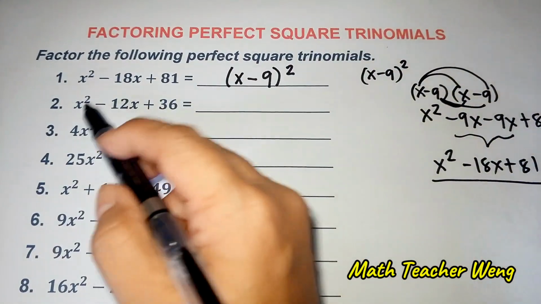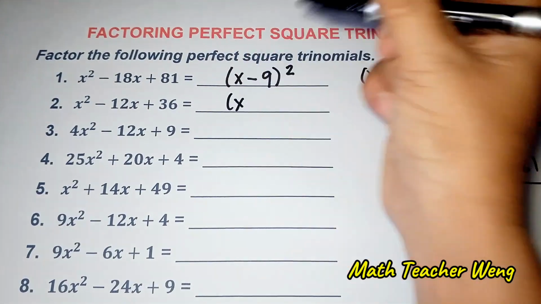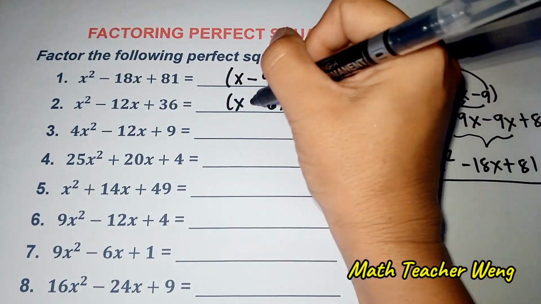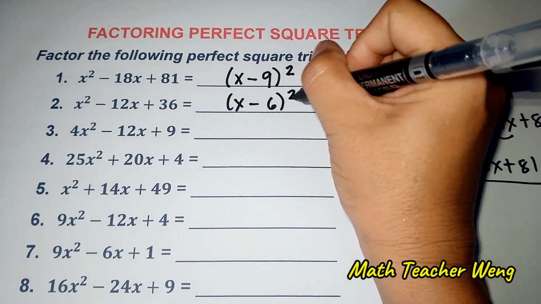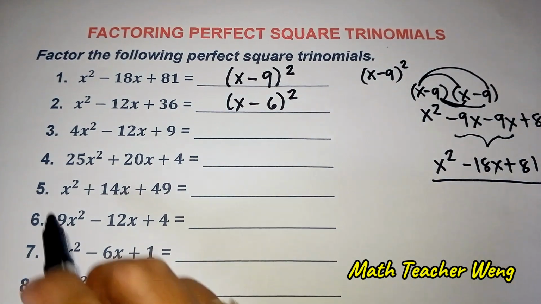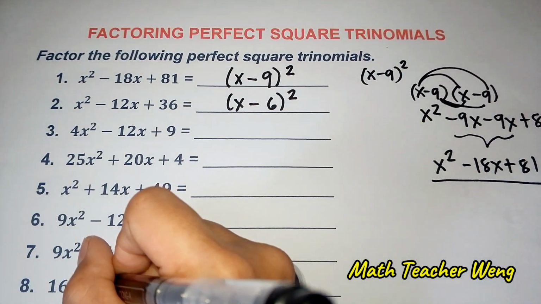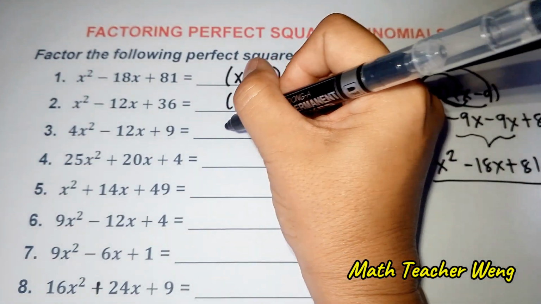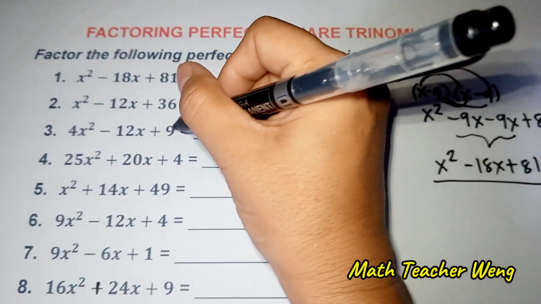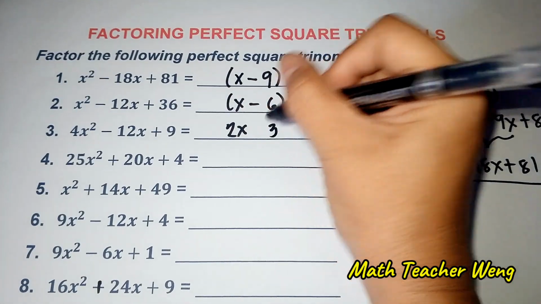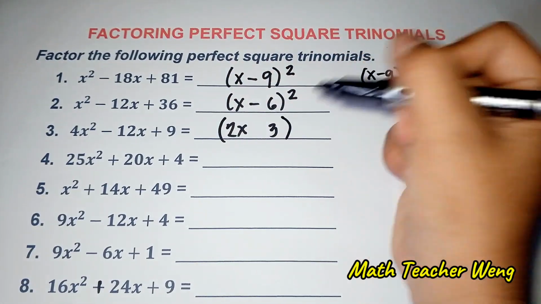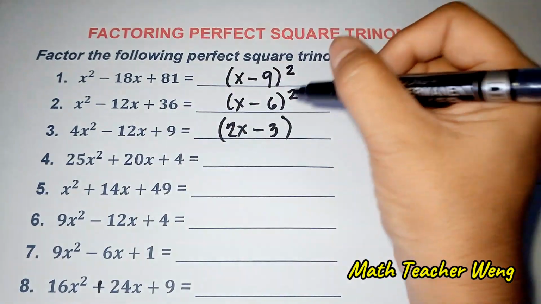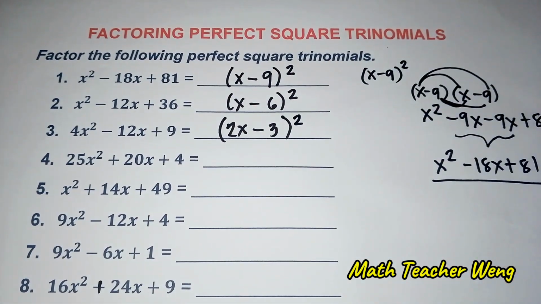So again, the square root of x squared is x. The square root of 36 is 6. Minus sign, so minus. Then squared. Number 3, the square root of 4x squared is 2x. The square root of 9 is 3. Then minus. We just copy the minus sign of the middle term and then put the square.